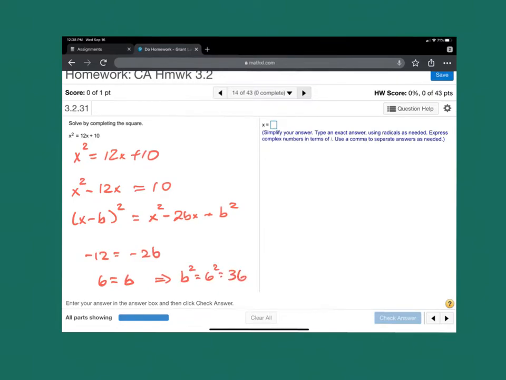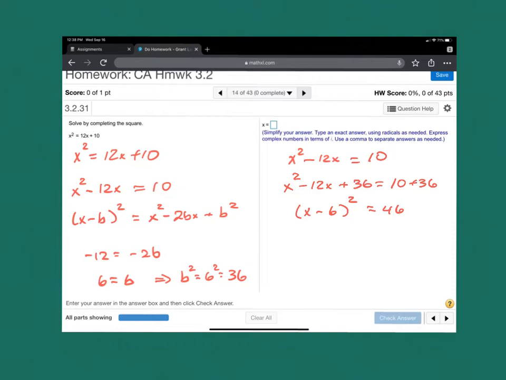So my new constant, which is my b squared, is going to be 6 squared, or 36. So I come over to my equation, x squared, whoops, not plus, minus 12x is equal to 10. So I add on a new constant to both sides. I add 36 to the left, I add 36 to the right. And so this left-hand side then factors as (x minus 6) squared.